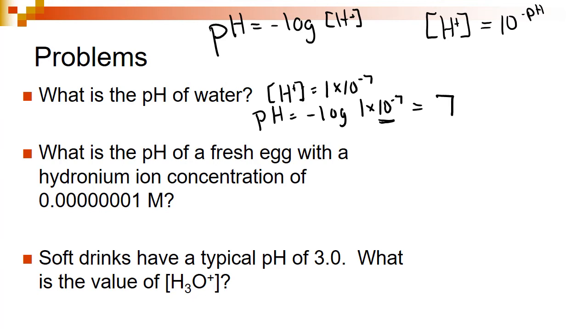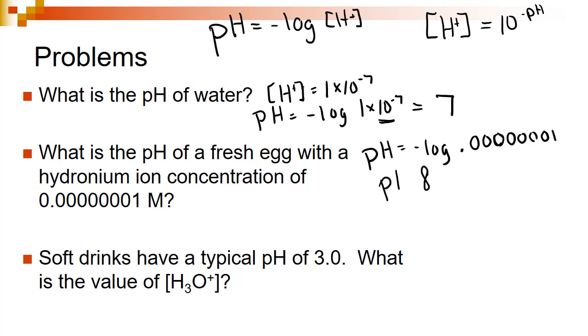Let's try the next one. What is the pH of a fresh egg with a hydronium concentration of 0.000000001 molar? Well, remember pH is going to be the negative log of the hydronium, in this case 0.000000001. So if you plug that into the calculator, you should get 8.